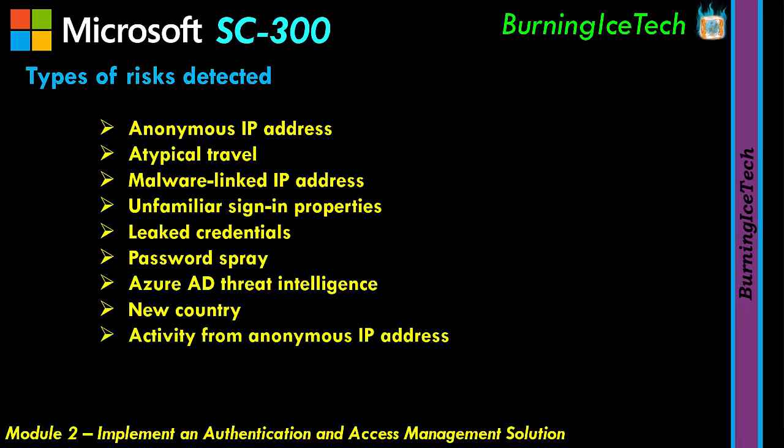Then we've got activity from anonymous IP addresses, which kind of explains itself again. So this detection is discovered by Microsoft's Cloud App Security once again. And then the last one, the 10th one on this list, guys, is suspicious inbox forwarding. So this detection is discovered also by Microsoft's Cloud App Security. Many of these, if not all of these, are discovered by Microsoft's Cloud App Security.